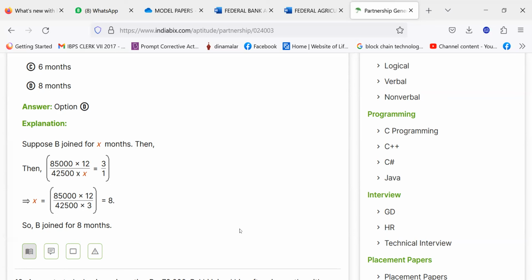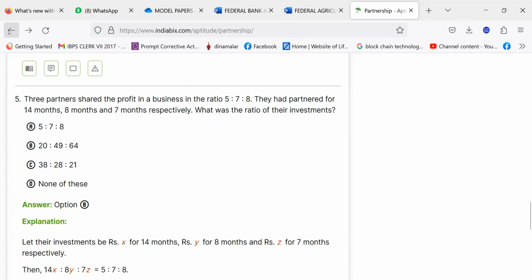Okay, sir. 85,000. When we solve the equation, the value of X we get as 8. So B joined for 8 months. That is what I wanted. Very good. Very happy.